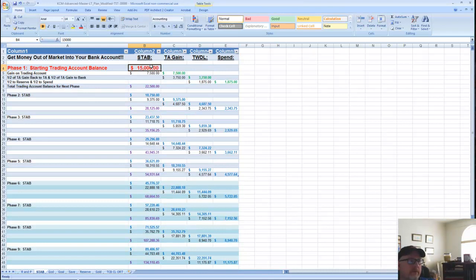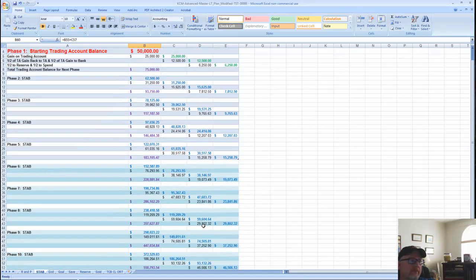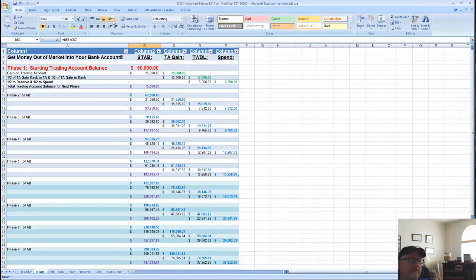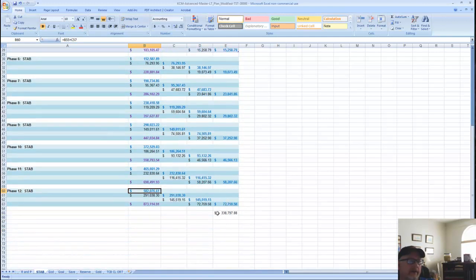So just in case you wanted to see it work completely, you want a $25,000 gain here on your 50,000 before you go after it at all. So if that's what you wanted to do, then you'd be working with $500,000 coming into 12 STABs. Interesting, huh? Then you're taking money away all the way along the way. So you have $500,000 in the account and you withdrew 338,000.